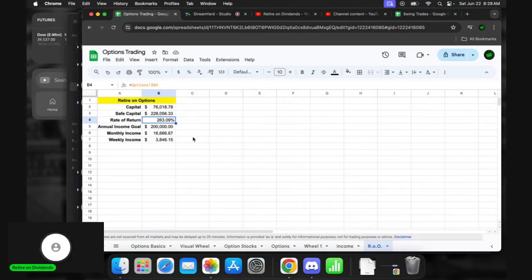If I'm bringing in $200,000 on options, I could probably quit my job and retire on options. So let's say I need $200,000. How much capital would I need? I would need $76,000. If I'm yielding 263%, that would produce $200,000 in income. However, that would mean I would have to use all my capital all the time, and that won't really work. So I have a safe capital number of that times 3, which is $228,000. That's how much I need to retire on options. Again, this is hypothetical. I always just run the numbers to get an idea of how much I need to retire.